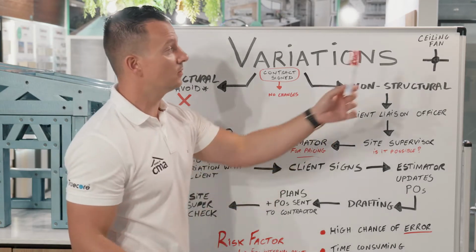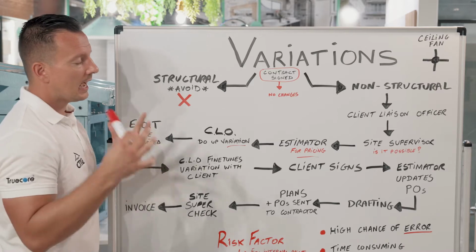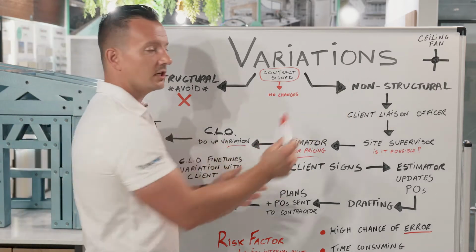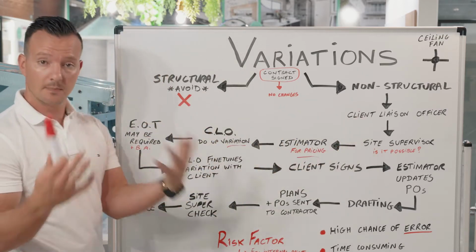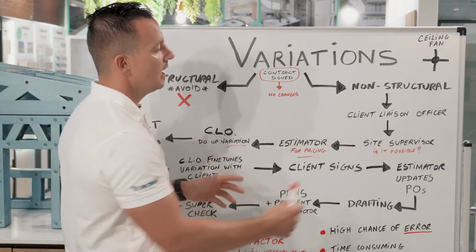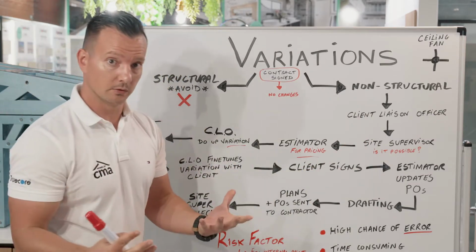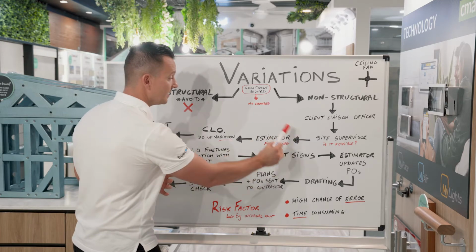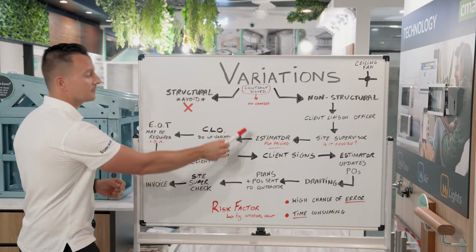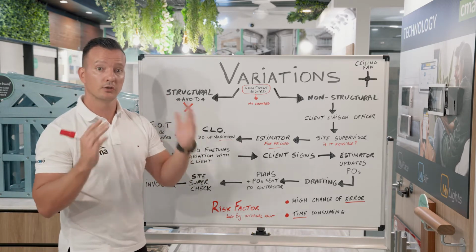For example, if you want to delete a ceiling fan from your alfresco. So how does it work? Once you know what changes you want to make, you will be in contact with your client liaison officer, depending on the builder that you are dealing with, which will then check with your site supervisor if the variation is even possible. Once we get confirmation, the variation is then priced up by the estimator, and then the pricing is passed on to your CLO, who will put all that information into a variation document.